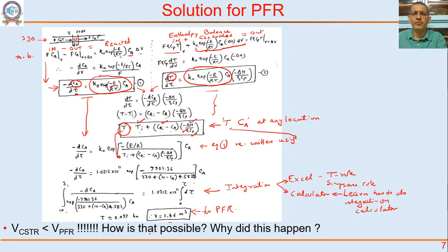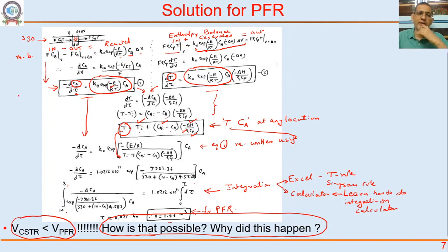How is that possible? Why did this happen? Try to answer this question for yourself. This is not what we had learnt in our undergraduate course, because in our undergraduate course we had only looked at isothermal processes. Now we are going to look at exothermic reactions, endothermic reactions, adiabatic processes. Why did this happen? Think. Pause the video, think for yourself, find out answer for yourself.